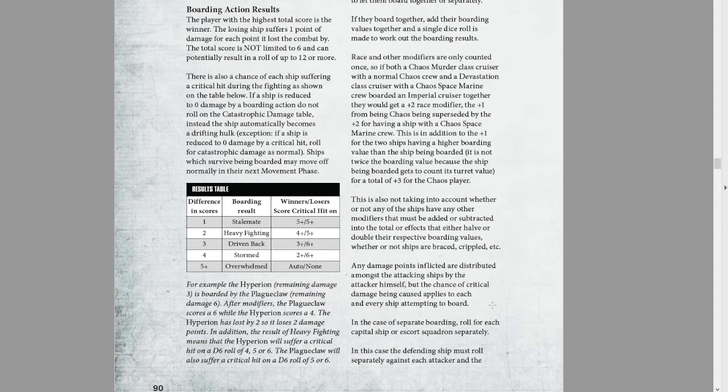So even if you have 2 ships that have boarded one ship, both of your ships are at risk of being critted. That means they are both rolled for. Okay? In the case of separate boarding, roll for each ship or capital ship or escort squadron separately.